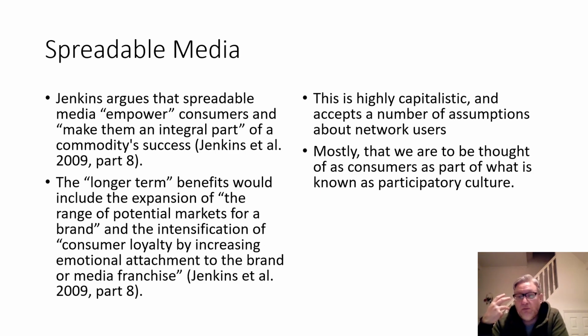So what are we supposed to take from this? Well, Jenkins argues that spreadable media empower consumers, again that word consumers, and makes them an integral part of a commodity's success. Commodity here, he's really referring, for our purposes, I think, to the platform, Instagram, YouTube, etc. Longer term benefits would include the expansion of the range of markets, and I've been through this before. It's highly capitalistic and it sets a number of assumptions about network users, mostly that we're consumers. Now you can see this is a repeat slide, right? But I want to reiterate that point when I finish this video here, which I'm just about to do.